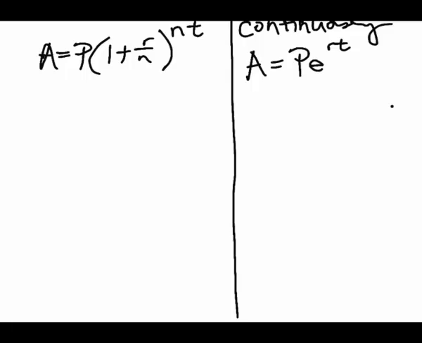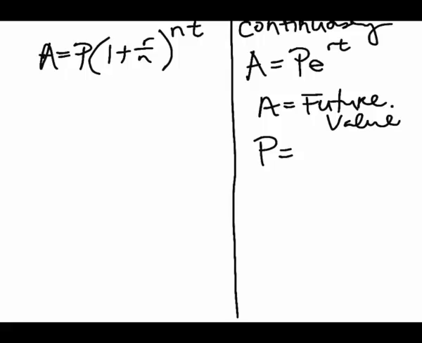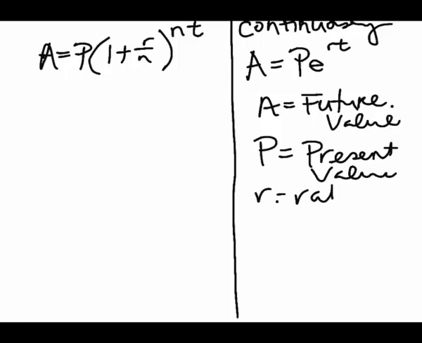Now, both of these have very similar variables because we've already talked about them. A means future value for both formulas. P means present value or principal for both formulas. R means rate, usually in percentage, but we know we have to change it into a decimal. T means time, usually in years unless otherwise stated. E is only in this formula.